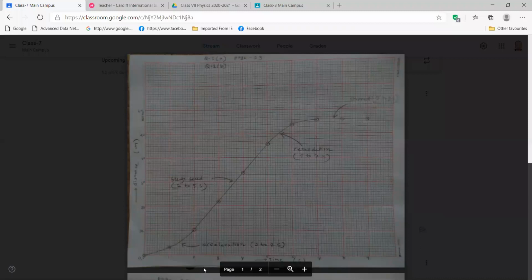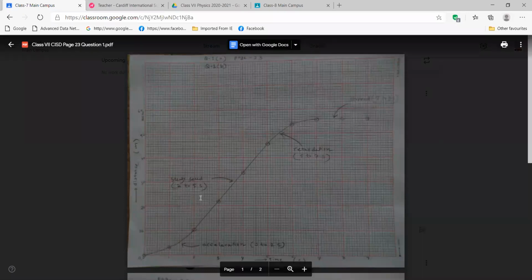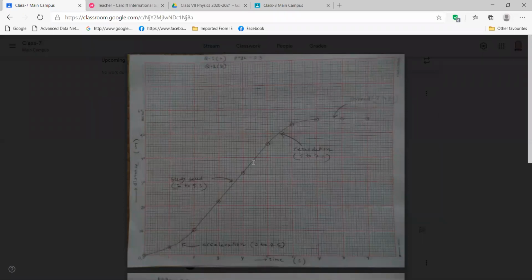Later on you try your own, and from your one I will answer you. You use your own idea, no problem. But the principle is you should cover more than half of the graph. If you are drawing the graph in a corner, a small place, then it is not accepted. You should cover more than half of the graph in both the axes, y and x.